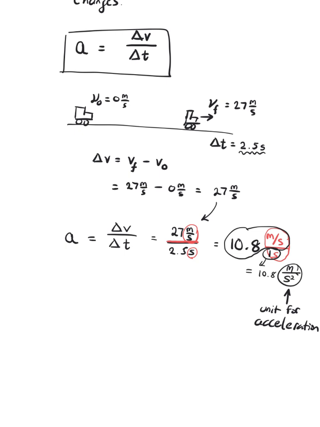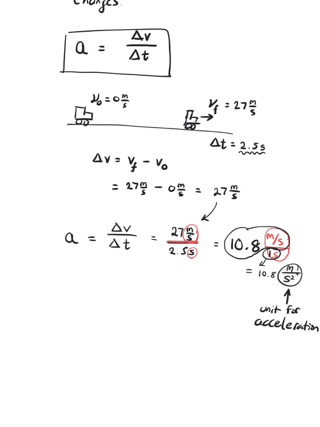So if we think of it in terms of meters per second, it makes a lot more sense versus meters per second squared. Except anytime you actually write the unit for acceleration, it's typically going to be meters per second squared. We could always go back to the representation meters per second to get a feel for what the acceleration is telling us. So it's telling us that every second that elapses, the car's velocity is increasing by 10.8 meters per second.